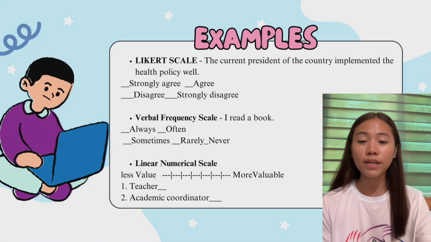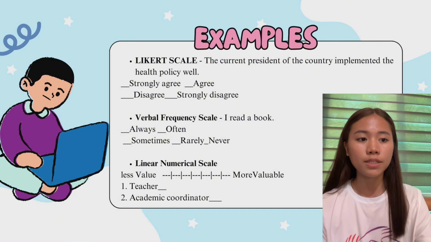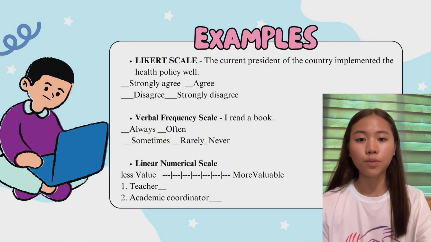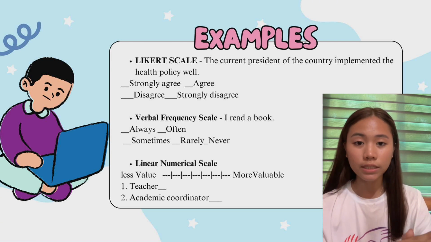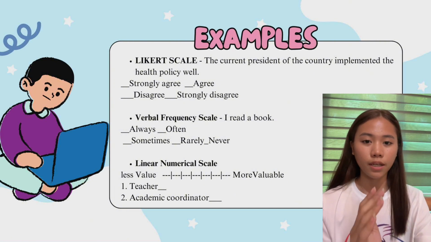So the first one is the Likert scale. The first example is: the current president of the country implemented the health policy well. Do you agree with it? The choices would be like this: strongly disagree, strongly agree, agree, and disagree. So that is how Likert scales work.